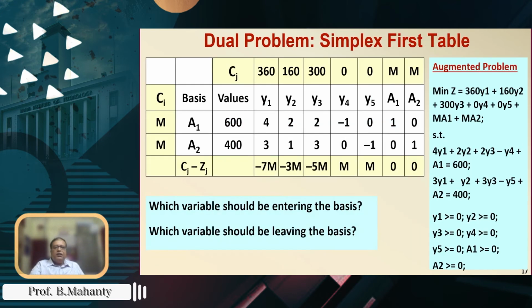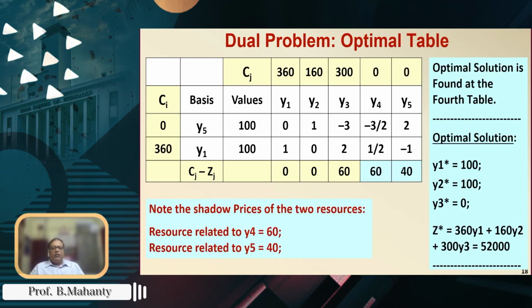And what is happening in the dual problem? In the dual problem, the solution is 100, 100 and 0 and the shadow prices are 60 and 40. So what has happened? From the primal we can get the dual solution. From the dual we can get the primal solution.